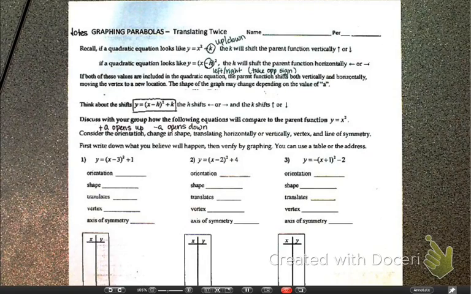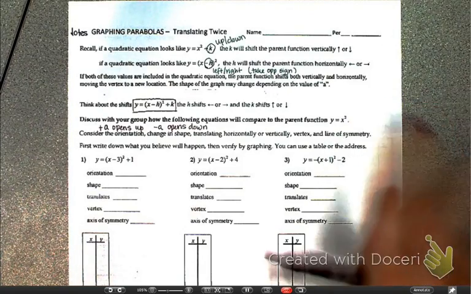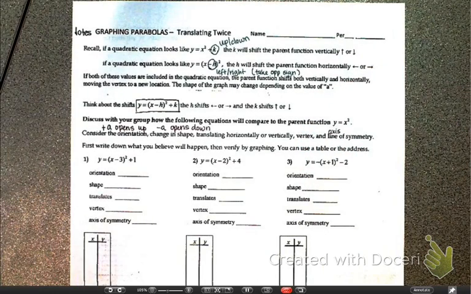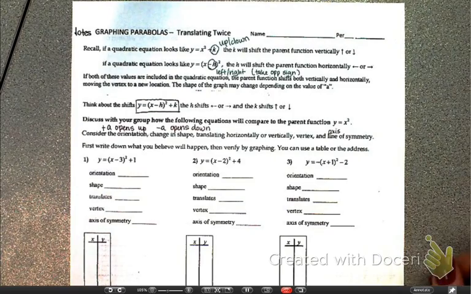And then you'll see line of symmetry. It's also known as the axis of symmetry. Just know that they're both the same thing. And that's a vertical line that goes through what? The vertex. Okay, it's a vertical line that goes through the vertex.